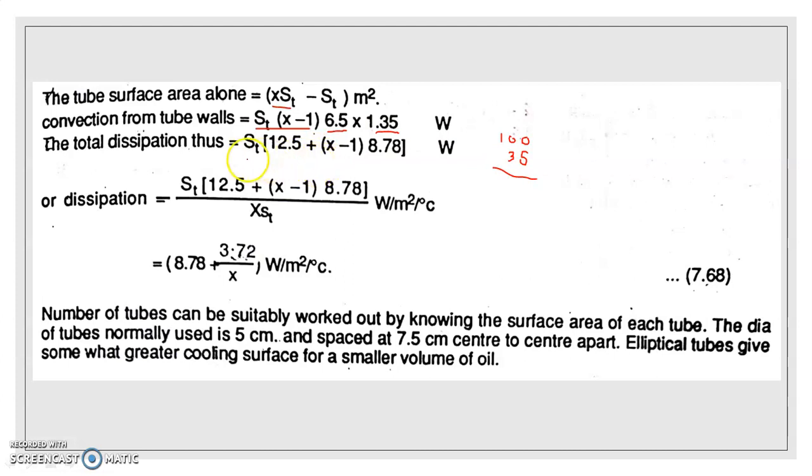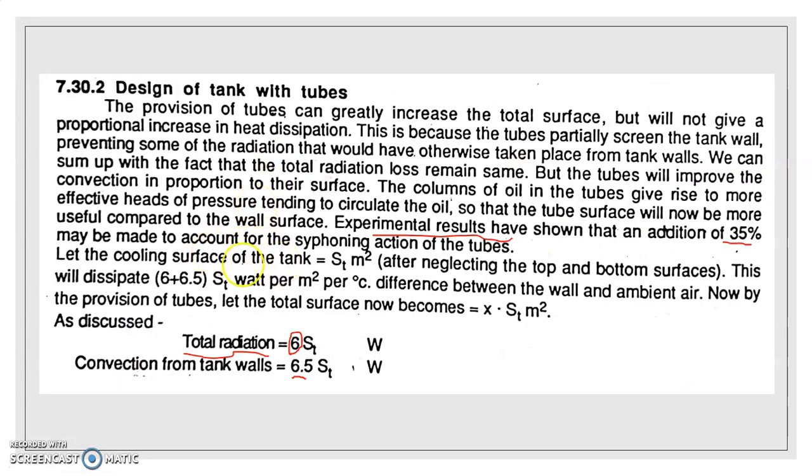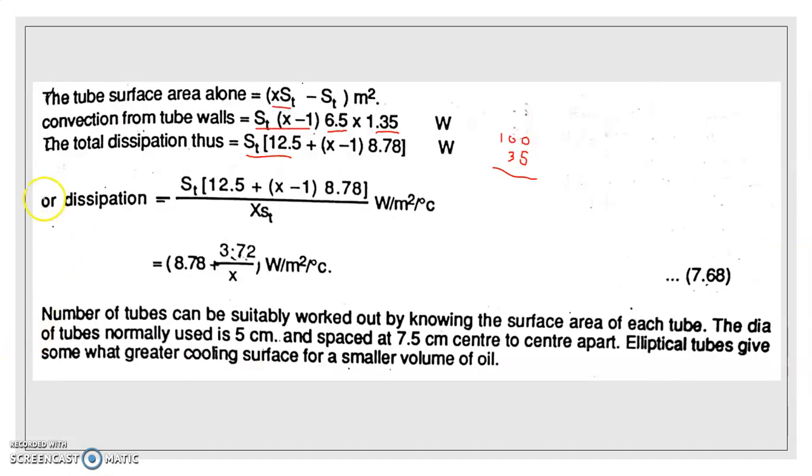The total dissipation is nothing but S_t. So the total dissipation is nothing but the addition of the convection from the tank walls and the radiation. The radiation is 6 into S_t, and the convection from the tank is 6.5 S_t. If you add them, it becomes 12.5 S_t, along with the convection from the tube. This 12.5 is the total natural cooling. So you will get the total dissipation divided by the surface area of the tube, giving the total dissipation of the tank with tubes.